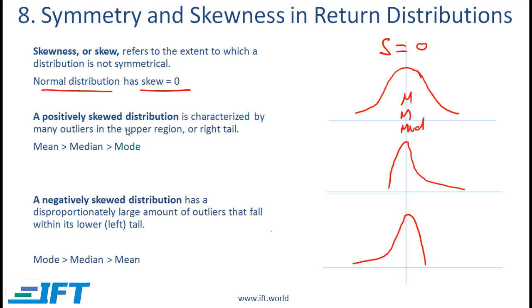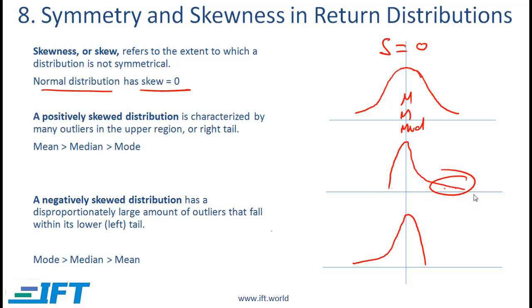A positively skewed distribution is characterized by many outliers in the upper region, or the right tail. This is called the right tail. Notice that we have several outliers over here. This is called a right skew.